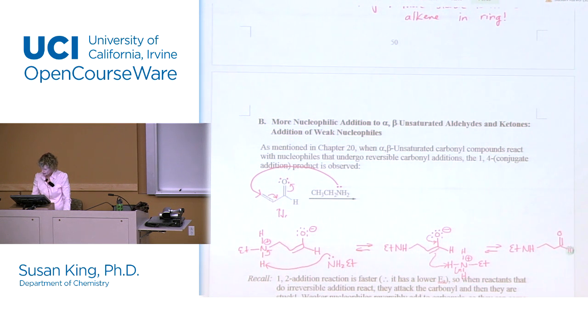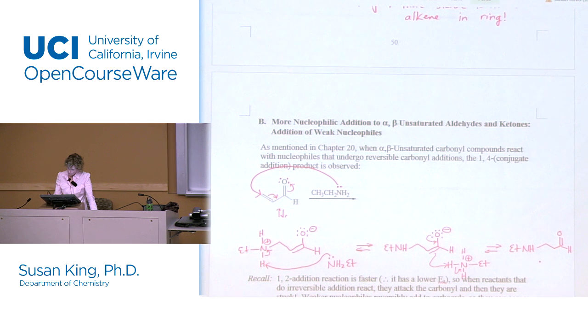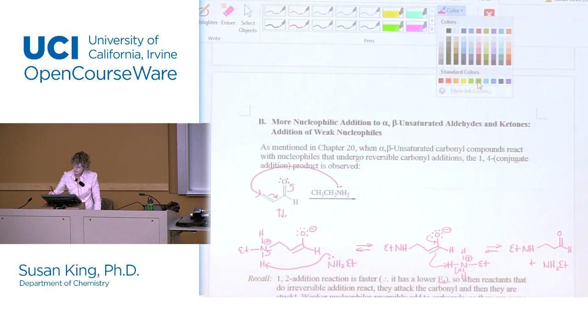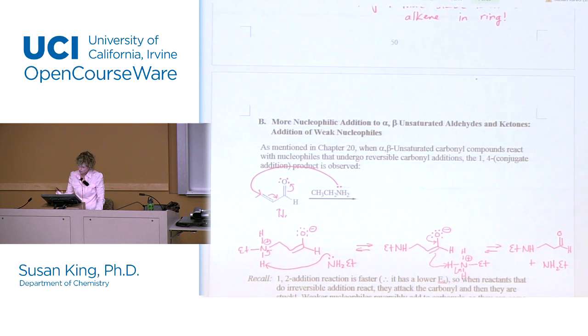So now we have our carbonyl. It looks like that, and then we have ethylamine as our side product. If you don't like it that way, there's another way you can draw this arrow pushing that might make more sense to you. And what it would look like is this. I'm going to redraw that compound.